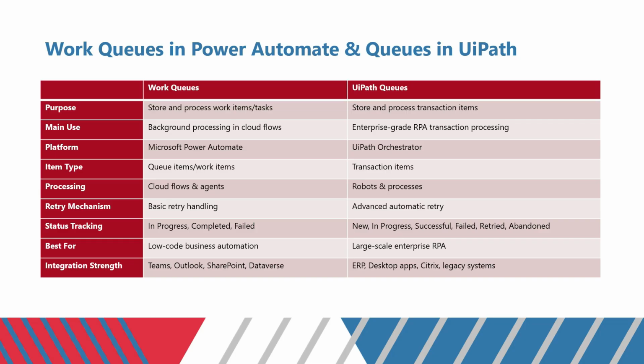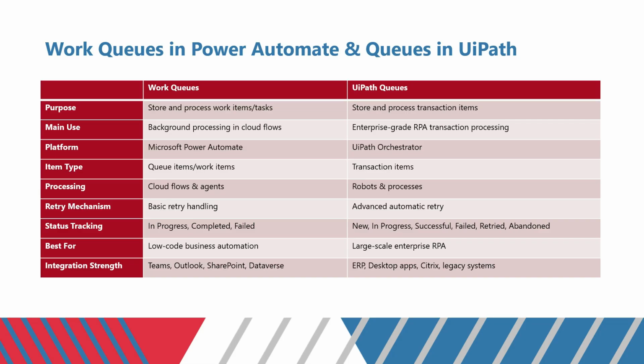Let's talk about status tracking. In work queues, we have three types: in progress, completed and failed. In UiPath queues, there are many statuses: new, in progress, successful, failed, retried, and abandoned. Work queues are best for low-code business automation. UiPath queues are best for large-scale enterprise RPA.